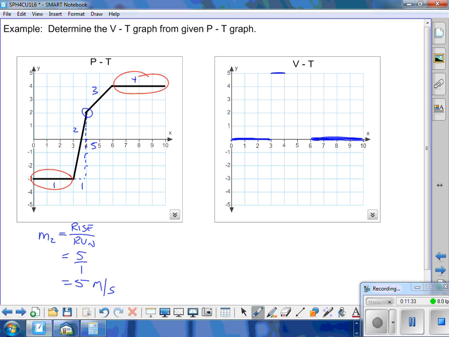The next one, segment 3, rise over run. Here's the triangle, up 2, run of 2, 2 over 2, 1 meter per second. So that means that I've dropped for those 2 seconds just to a velocity of 1. That's all it is to it. You're done. No other expectation with this section.